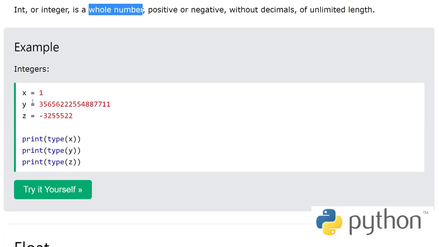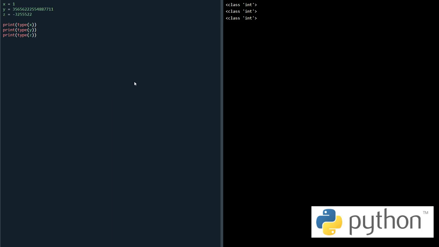Okay, so here you see 3 examples: x is equal to 1, y is equal to a very large number, and z is a negative number. So when we print them, all are integer types.